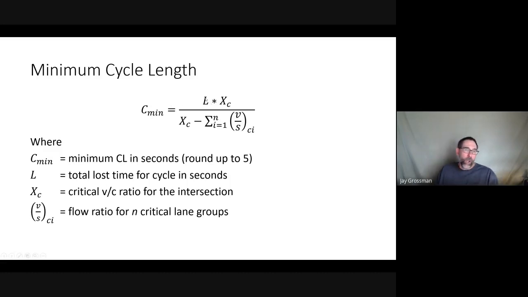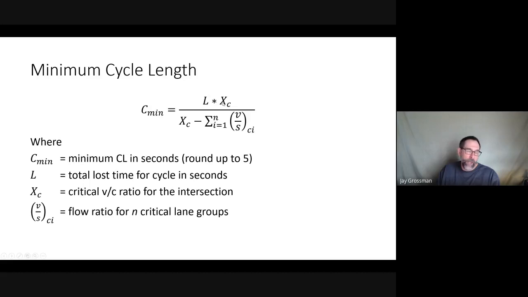And so this is total lost time during the cycle. So that's the lost time for each of the phases added together. So it may only be 4 seconds of lost time per phase, but you've got 4 phases. This is 16. Right. This X sub C is your critical volume to capacity ratio, and you usually pick that.